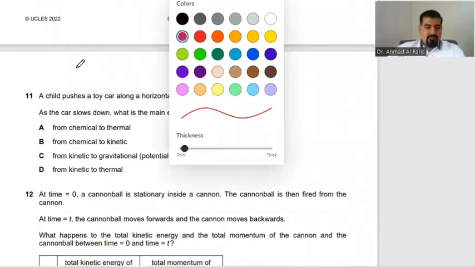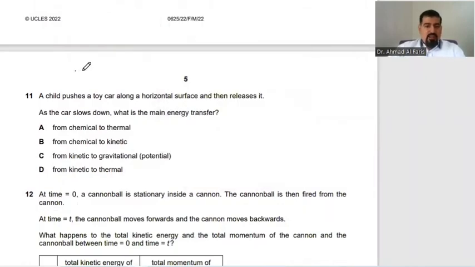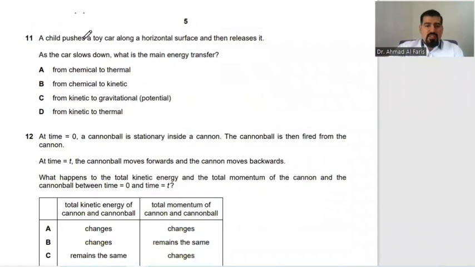Next question. A child pushes a toy car along a horizontal surface and then releases it. As the car slows down, what is the main energy transfer? Now, the main energy transfer, we push it.